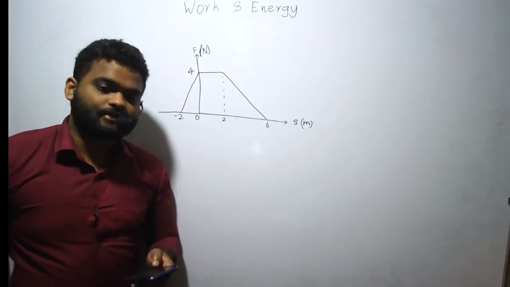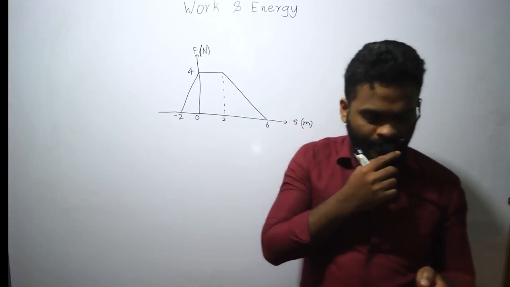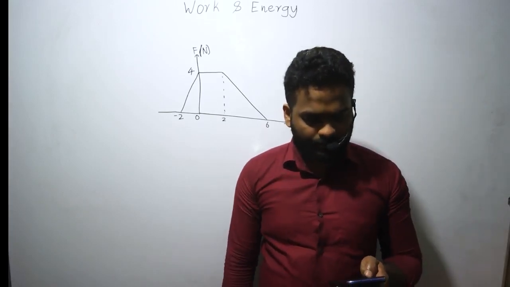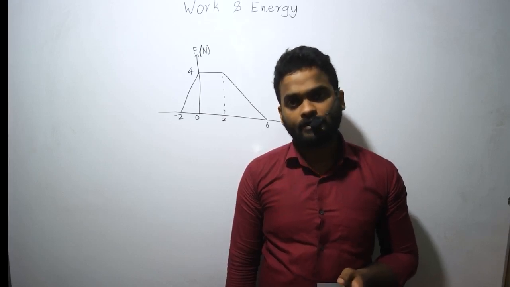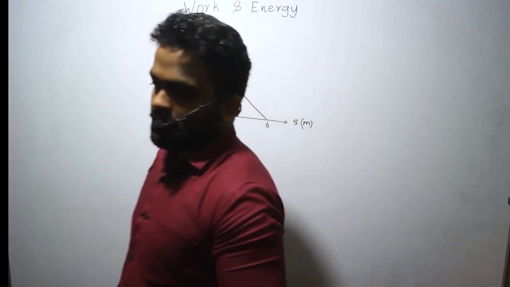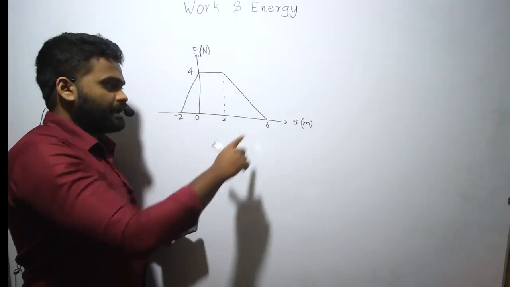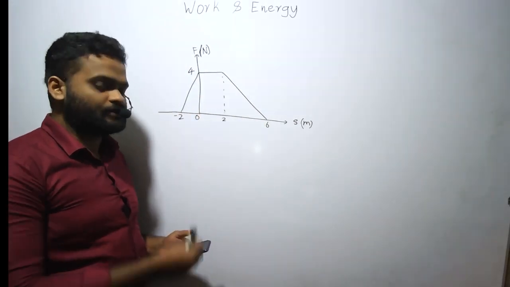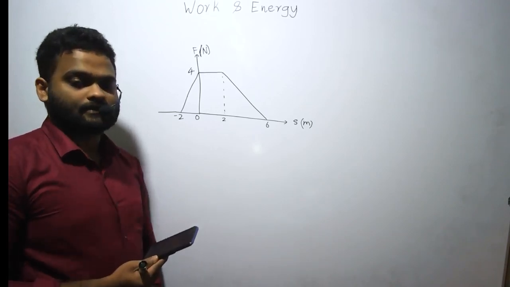Okay, sixth question. The graph below shows the variation of force F with displacement S. Work done by the force F is, right? Okay. So the variation of the force is given by this graph against the displacement. So you just simply have to find the area of the graph in order to find the work.